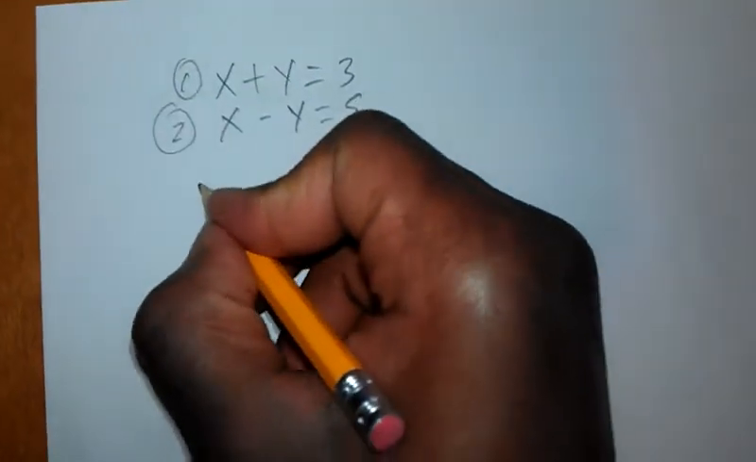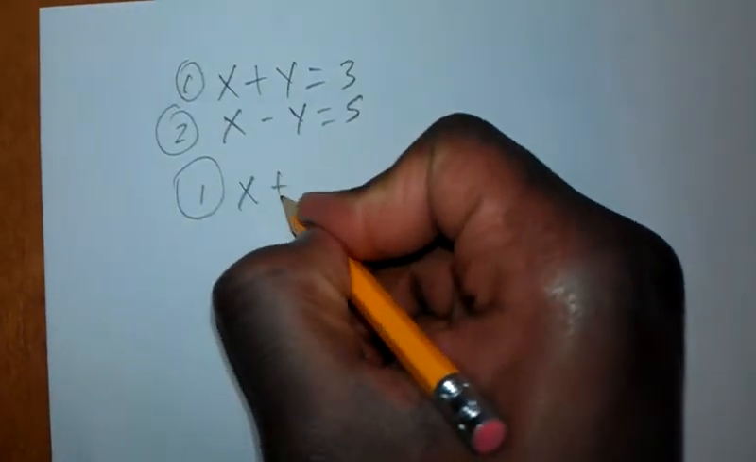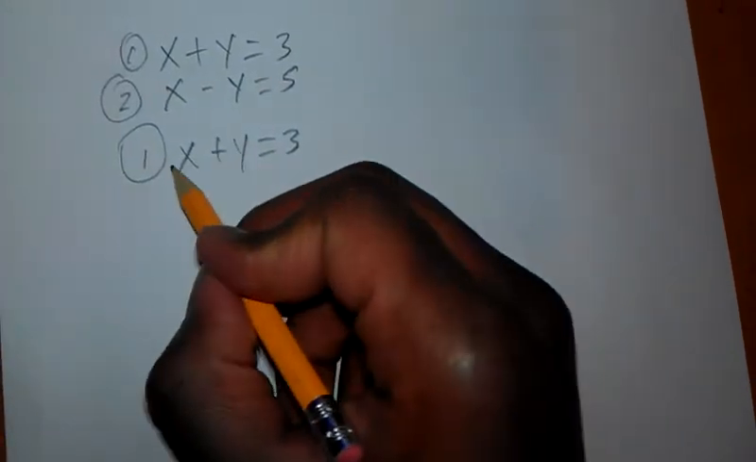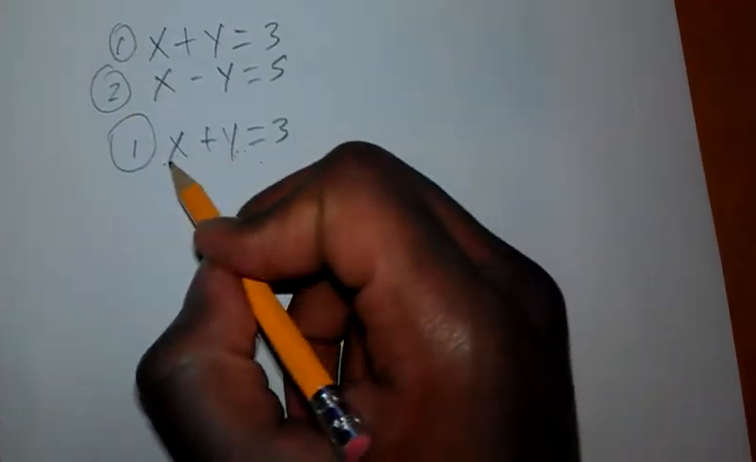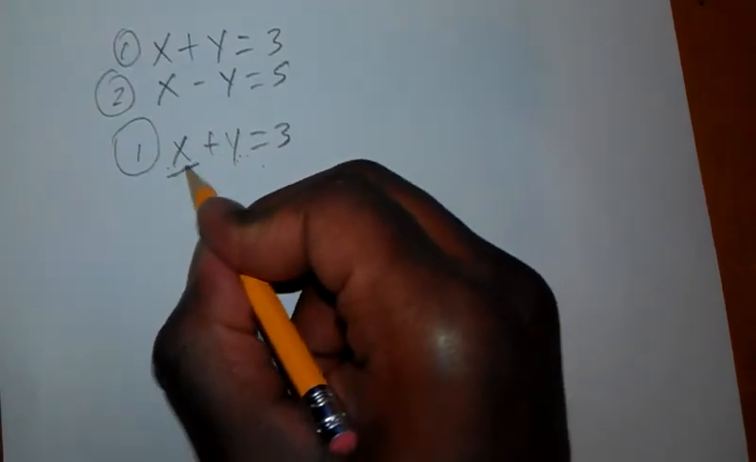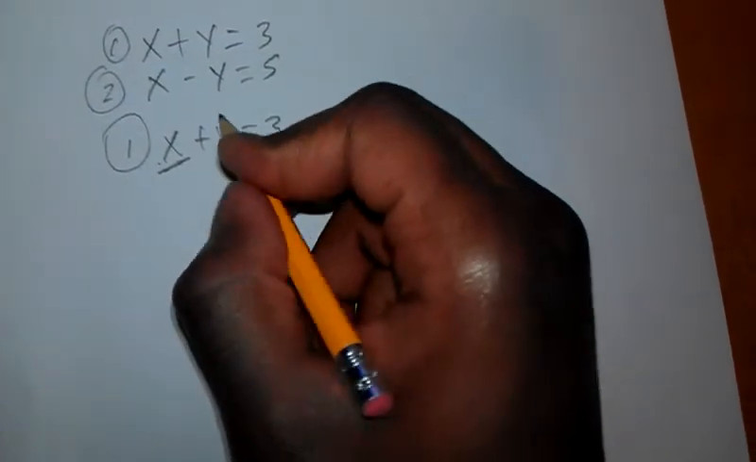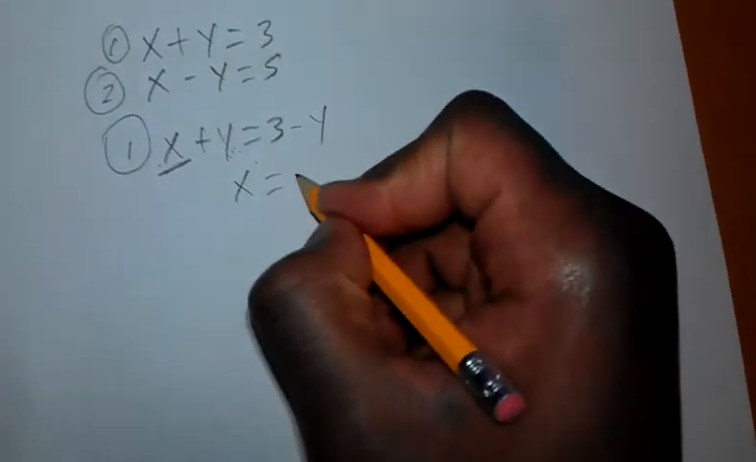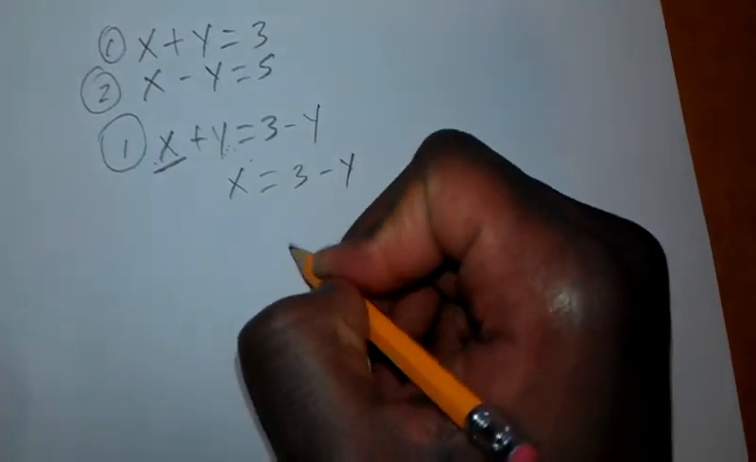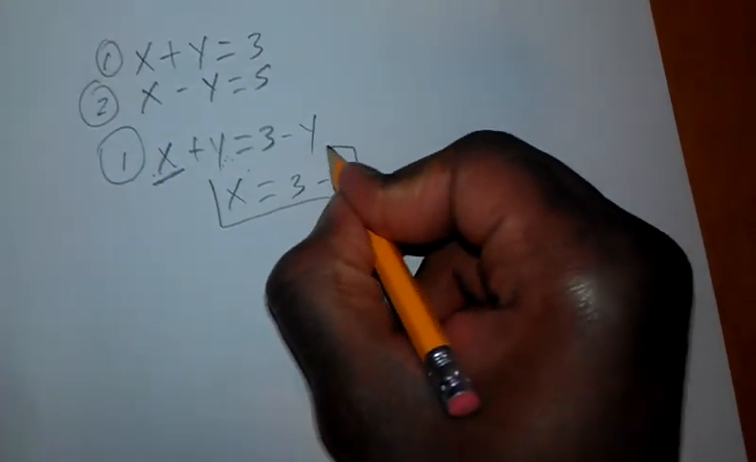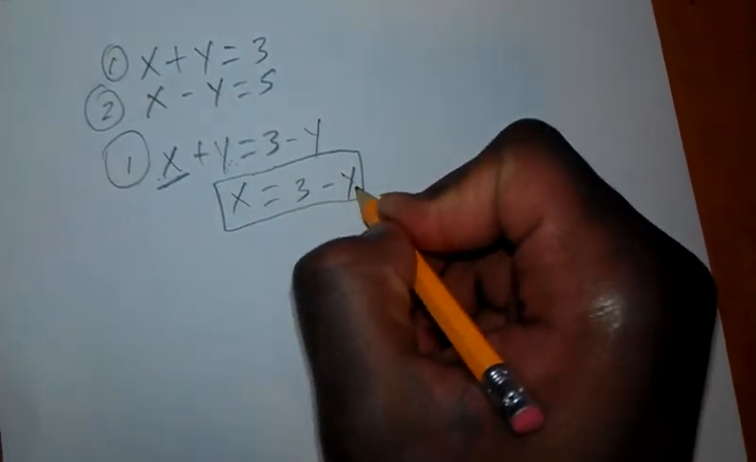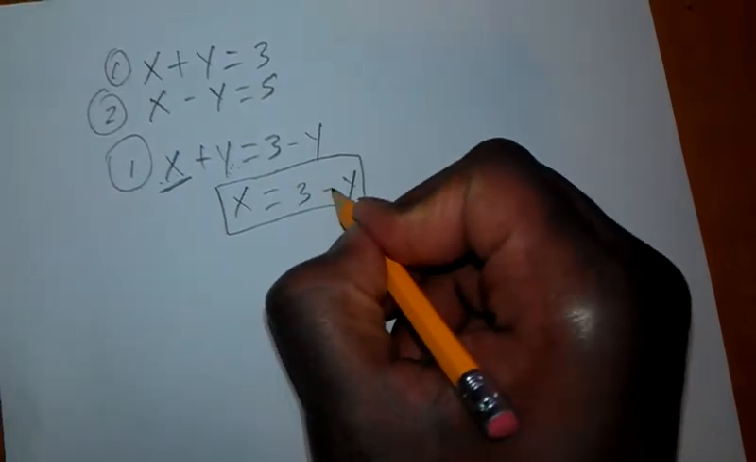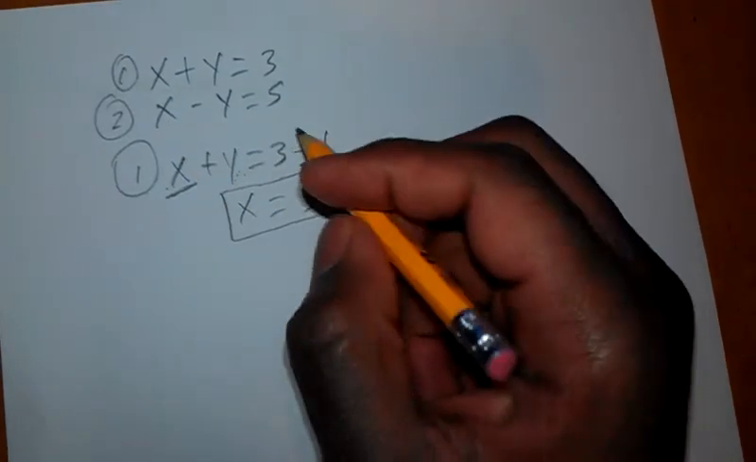Now I bring equation 1 here. x plus y is equal to 3. I can find the value of either x or y at this point. I'm going to find the value of x here to show you what I'm talking about. So I'm going to subtract y from both sides, and I now have that x is equal to 3 minus y. This is now my value for x. Notice I'm just using an expression to find the value of a variable.